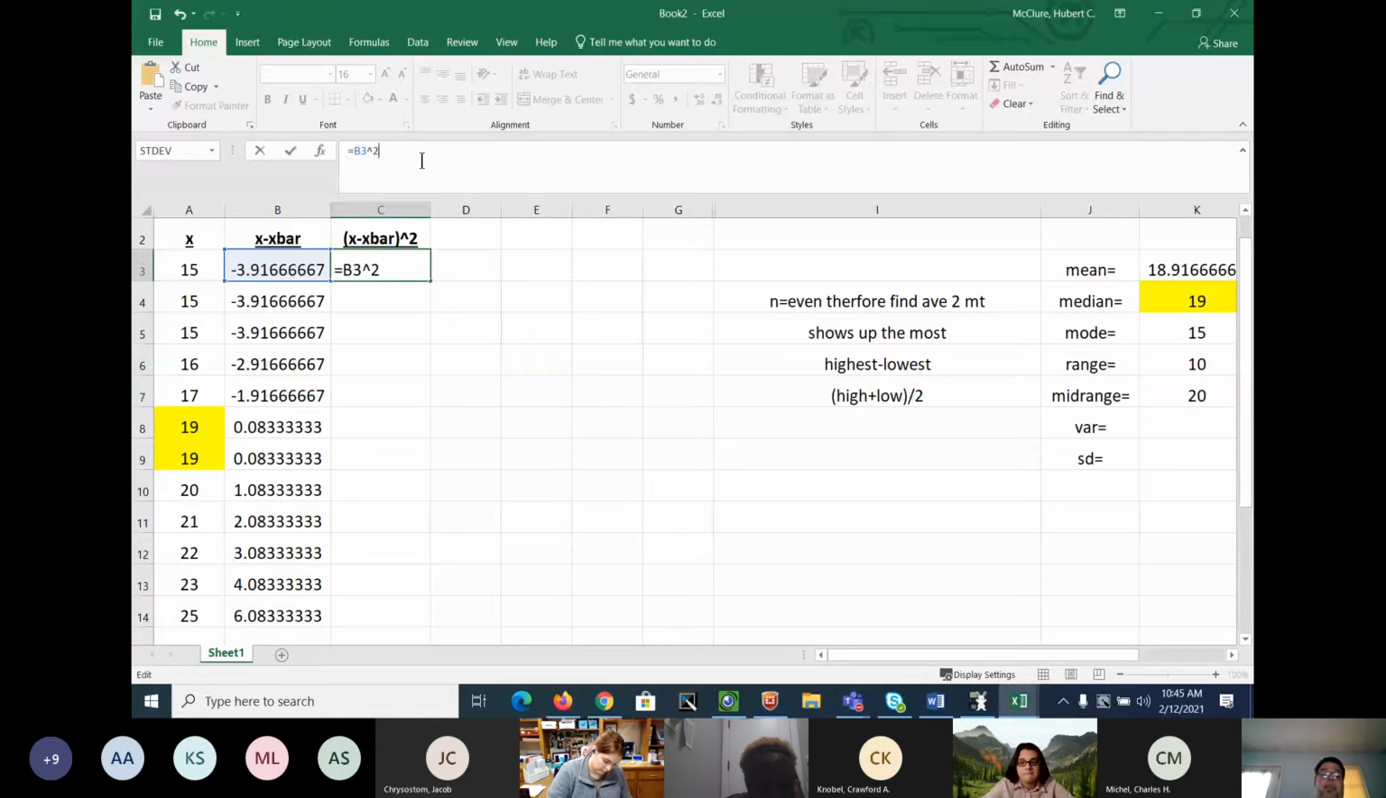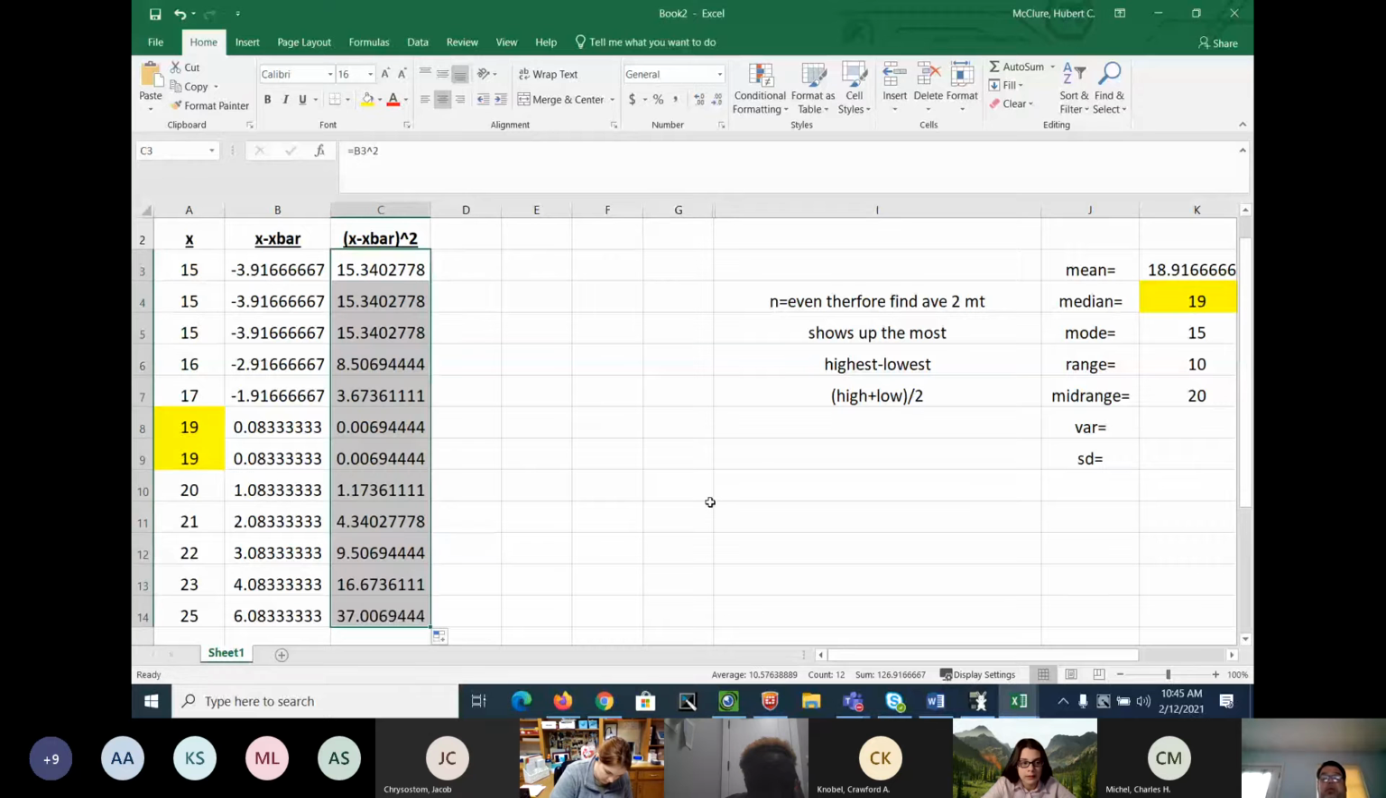And copy that down. And there's your numbers. Again, to save you time note taking, write down the first number, the middle two numbers, and the last number. That way you can fill in the blanks later.